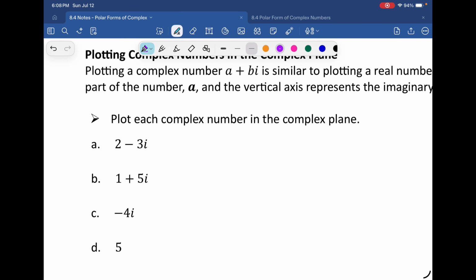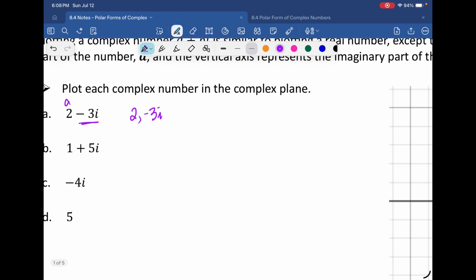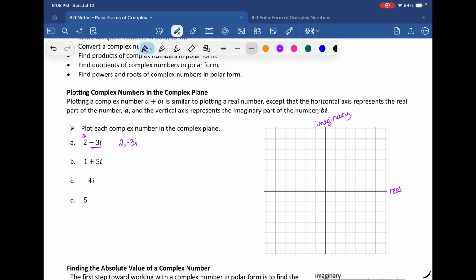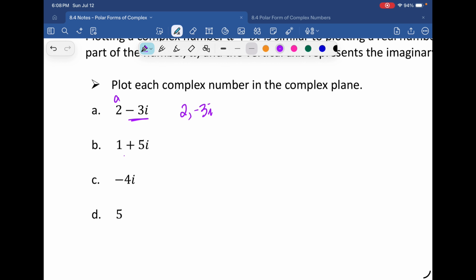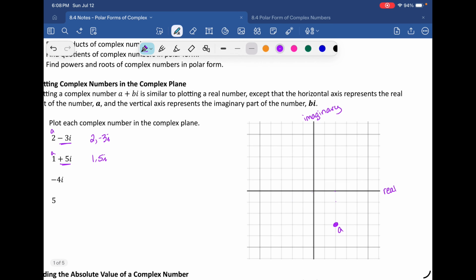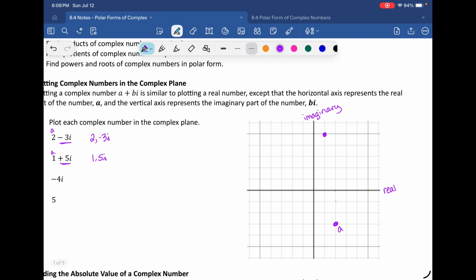So our real number represents the x coordinate of your point. So this is your A. Your imaginary is the y coordinate. So if I'm going to plot those, I'm going to go 2 to the right, and I'm going to go 3 down. 1, 2, 3. On B, there's my real 1. There's my imaginary 5. So right 1, up 5.